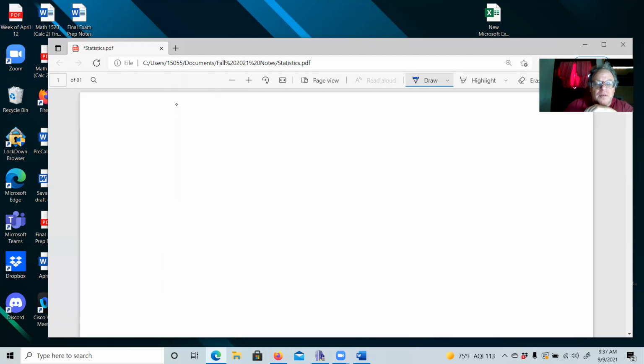We're going to start off with measures of spread. And there are 3 measures of spread. So the first one is called the range. It's the biggest value versus the smallest value. So it's the maximum value minus the minimum value.